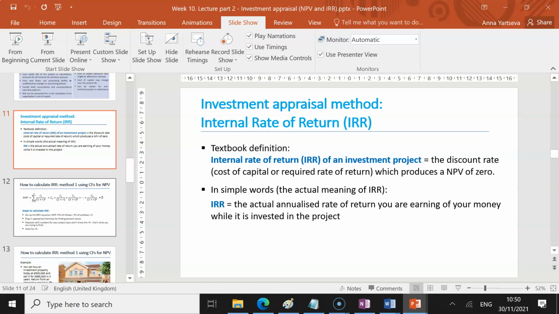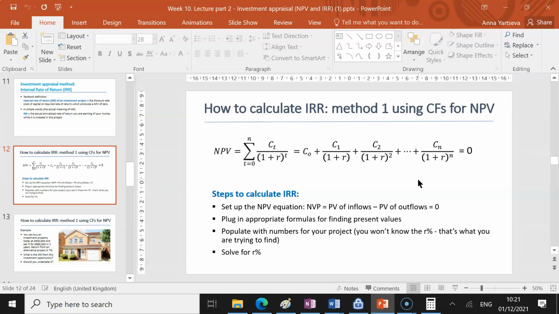It's not a particularly clear definition, and strictly speaking, from the mathematically correct point of view, the approach would be to use this formula. So we would just lay out our cash flows as we do for the net present value and then equalize them to zero and then solve to find this R.